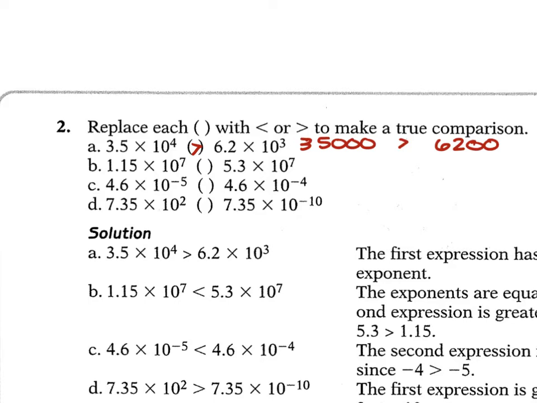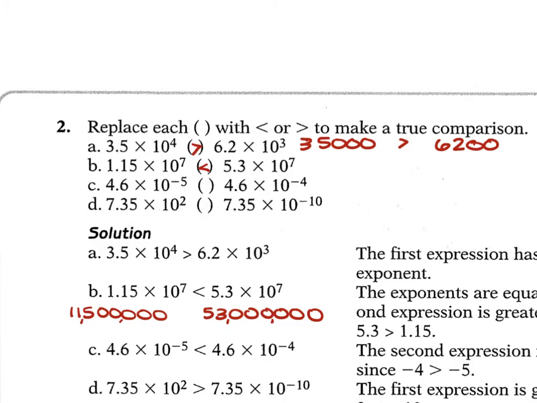For B, we have 1.15 times 10 to the 7th power. So that's 1, 1, 2, 3, 4, 5, 6, 7. Every 3. So 11,500,000. Then we have 5.3 times 10 to the 7th power. So this is going to be 5. Then you have 3 as 1, 2, 3, 4, 5, 6, 7. Every 3. So that one's 53, comma. So which is greater, the 53 than the 11?